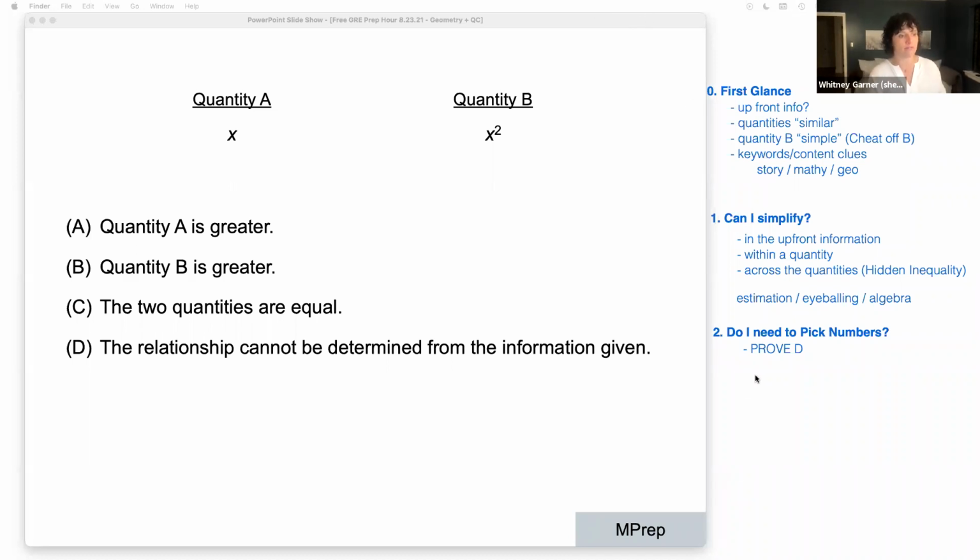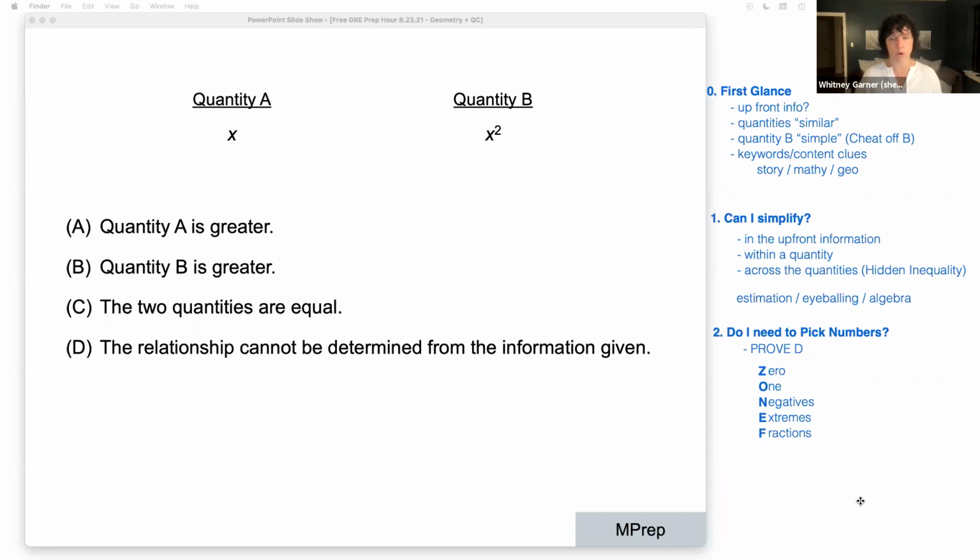Okay, so when I prove D, there's a nice little trick, and it's called zone F. It's probably one of my favorite tricks that we have. So zone F stands for 0, 1, negatives, extremes, and fractions. So this is our zone F. We use zone F to help us avoid the most common traps.